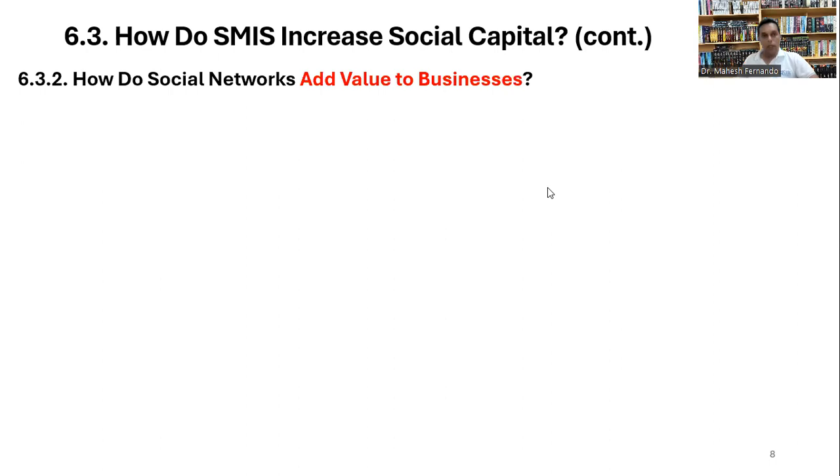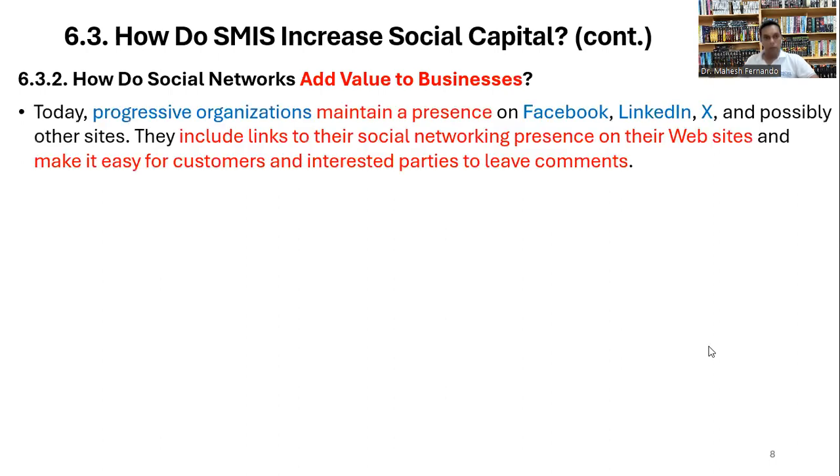How do social networks add value to businesses? Today, most of the progressive organizations maintain a presence on Facebook, LinkedIn, or X, and possibly other sites. We know that most organizations nowadays have their social media appearance and their own social media communities. They include links to their social networking presence on their websites and make it easier for customers and interested parties to leave a comment.